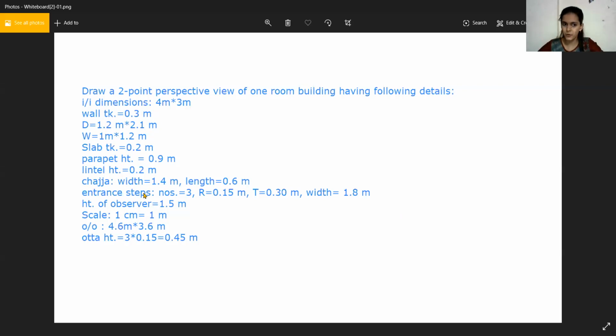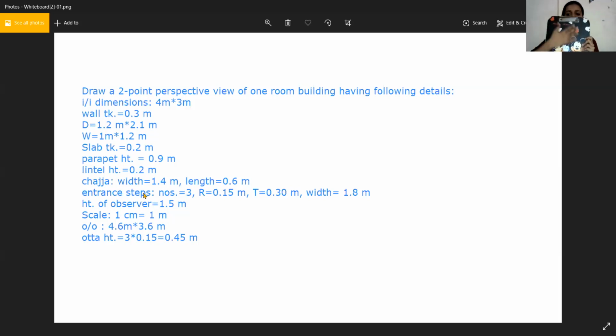Chhaja width is 1.4 meter, and you know how to draw the chhaja in our plan. We have to use a dotted line to draw the chhaja over our windows. And the length, meaning the extension, is 0.6 meter. Now width is 1.4 meter and length is 0.6 meter.